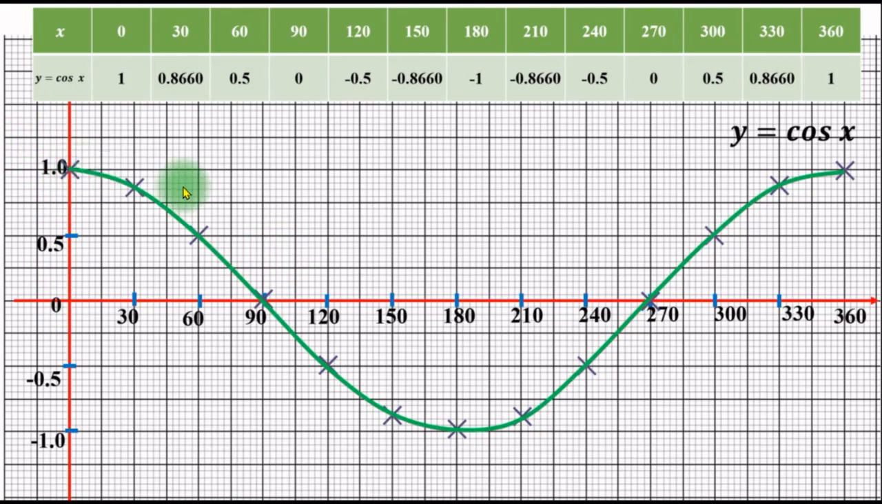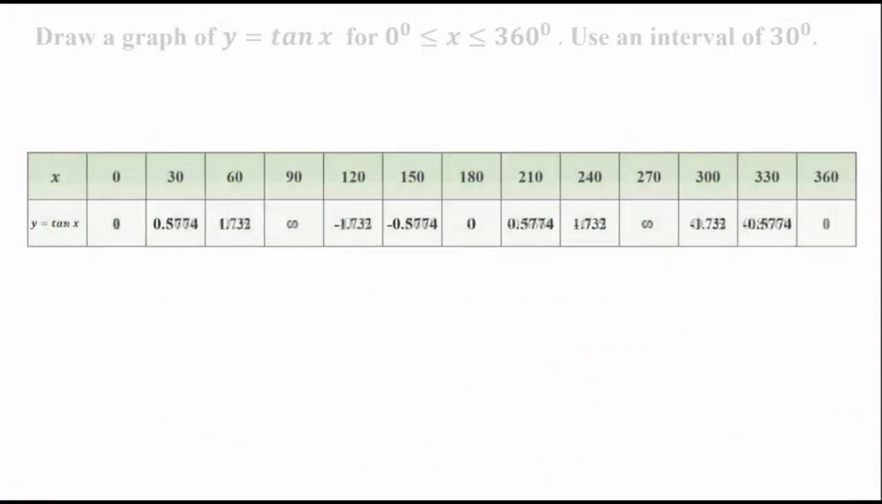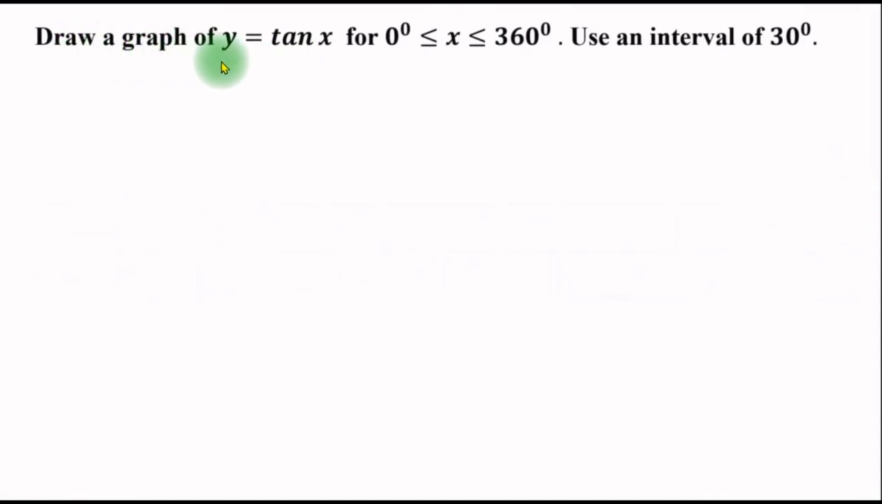Fine. Finally we get to the tangent curve or tangent graph. So for the tangent graph, we are also going to draw y equals tan x for this range of angles from 0 to 360. We shall still use the same interval of 30 degrees. So we come up with a table.